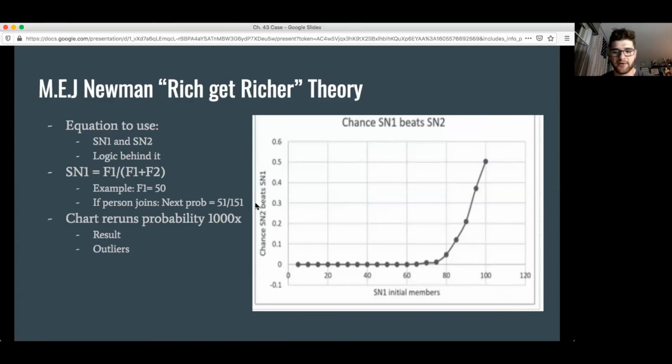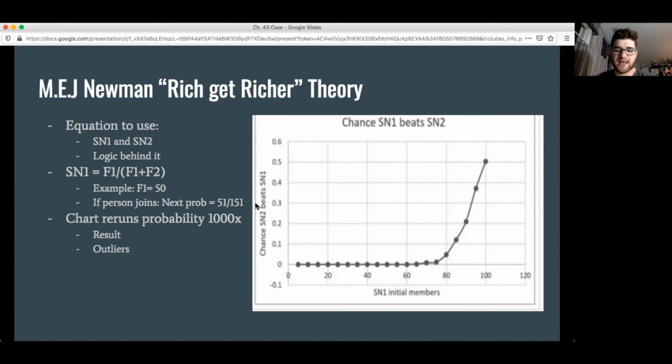In this example, if there are 50 followers as F1, then 50 divided by 100 plus 50 equals 1/3, or a 33% chance the person joins SN1, with SN2 having a 66.6% chance that the person will join SN2. If the person joins SN1, the next person's chance of joining SN1 would be 51 divided by 151. We then reran this 1,000 times and charted it.